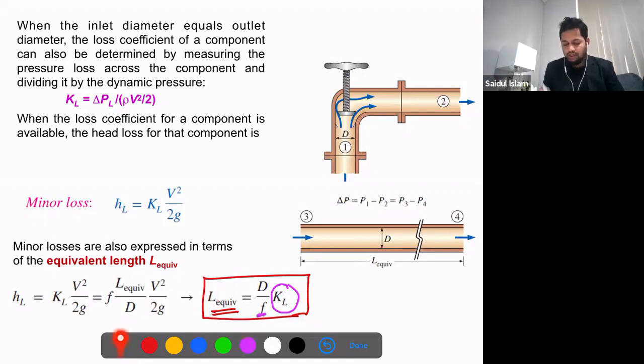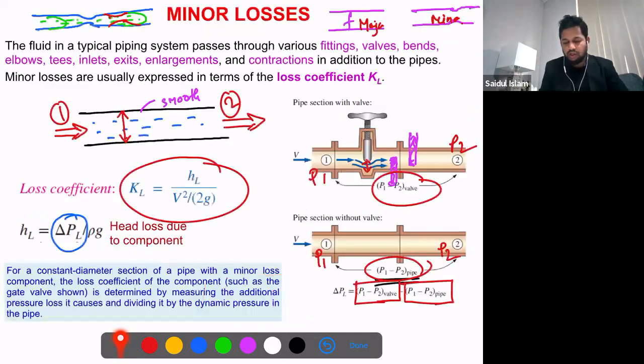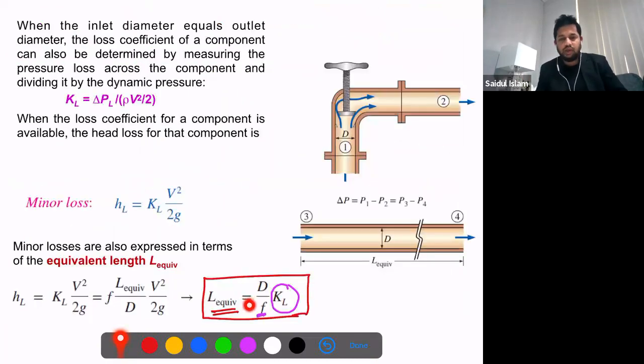What we can see is that this loss coefficient also depends on the length of the pipe. We understand from previously that all this highlighted arrangement or insert is the reason for minor loss. But from this expression, what we can say is this is proportional. You see, L equals D over F into KL. So we can say this loss coefficient also depends on the length of the pipe.